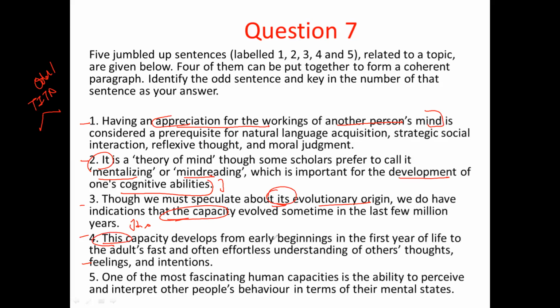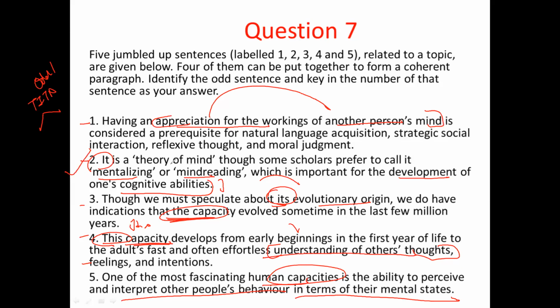Sentence 4: this capacity develops from early beginnings in the first year of life to the adult's fast and often effortless understanding of others' thoughts. We got it, okay? Sentence 1 says appreciation of the working of another person's mind, and this one says effortless understanding of another person's thoughts. Then the capacity and its evolutionary origin, so we can see a connect between 1, 3, and 4. Sentence 5: one of the most fascinating human capacities is the ability to perceive and interpret other people's behavior in terms of their mental states. The odd one out is sentence number 2.